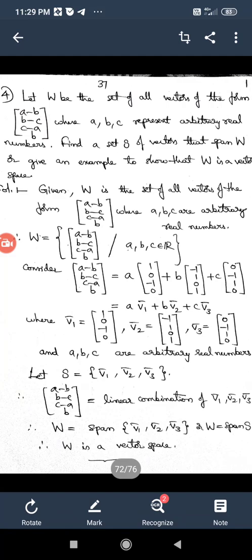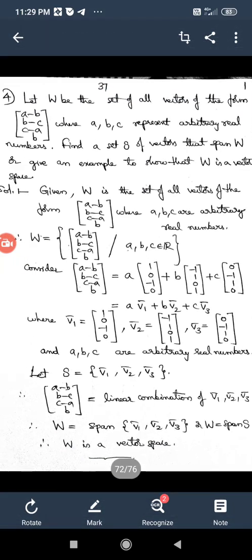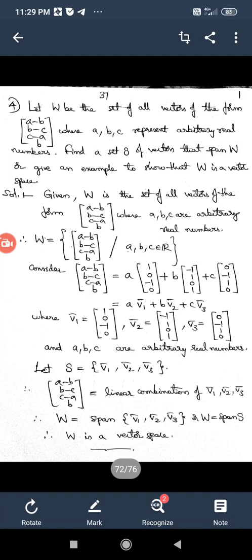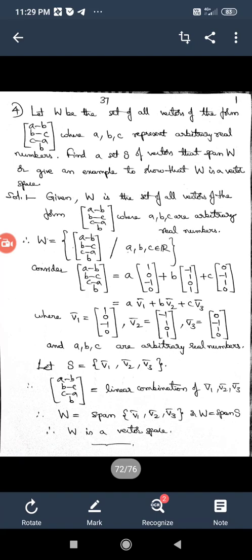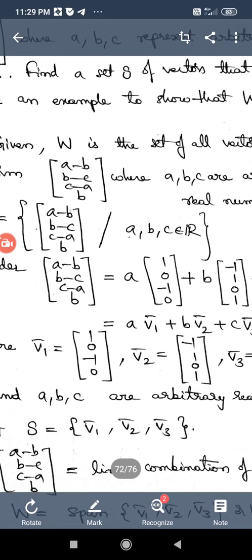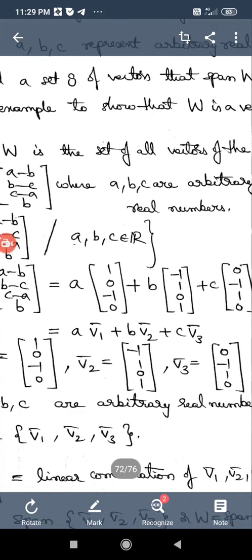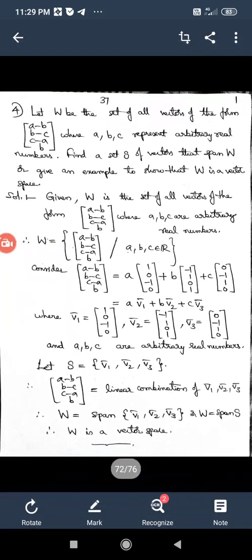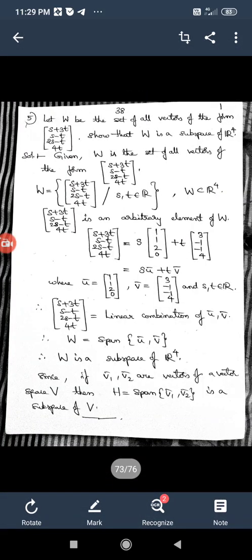That is how W is a vector space. And S is the set consisting of the vectors v1, v2, v3, where v1, v2, v3 are defined like this. So now time to move on to the next problem, the fifth one.